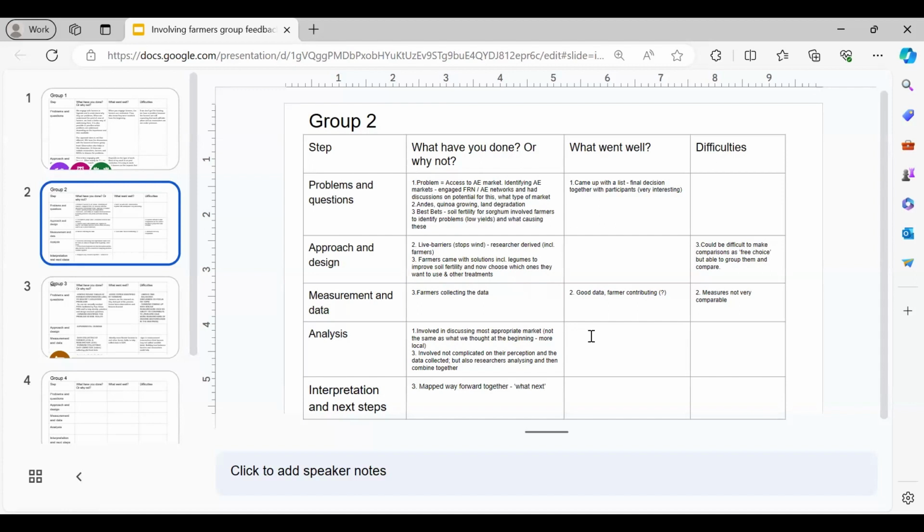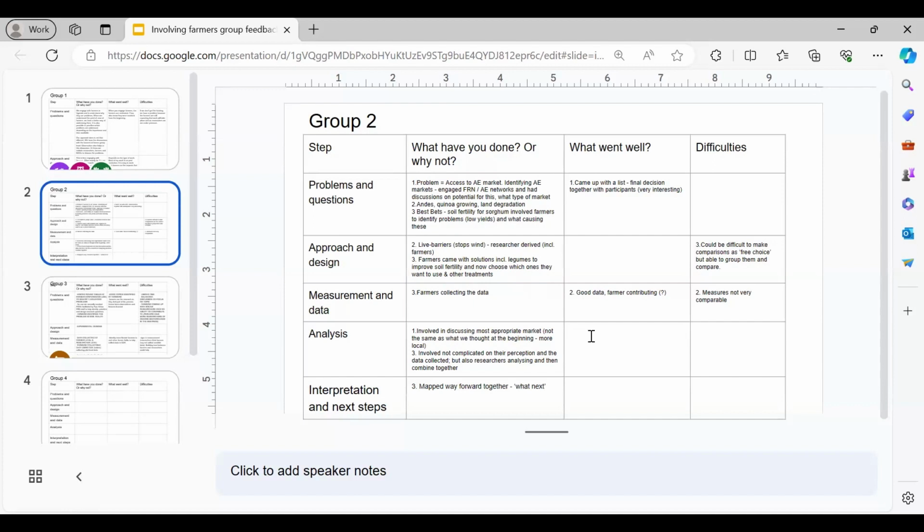The analysis stage, I didn't hear from Charles exactly how they did the analysis. I think it was a lot of discussions and sort of having long lists of markets and then final lists. For the best bets, they had some researcher analysis that was conducted, and then they had farmer results that were collected, data that the farmers had collected and also their perception. And then they sort of brought the two analyses together, if I understood rightly.